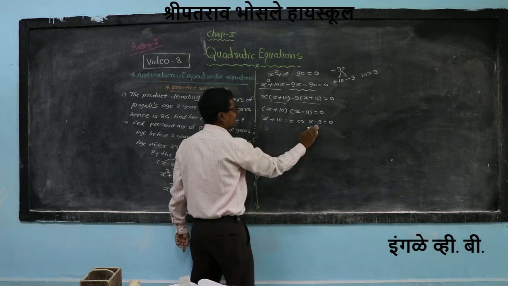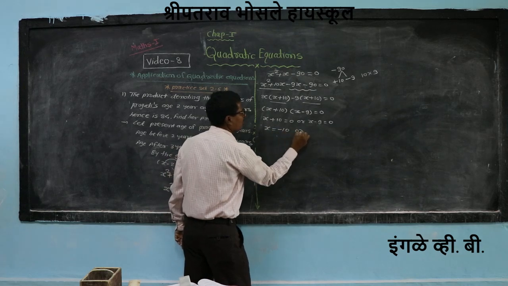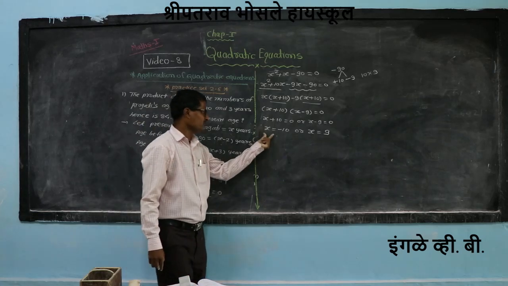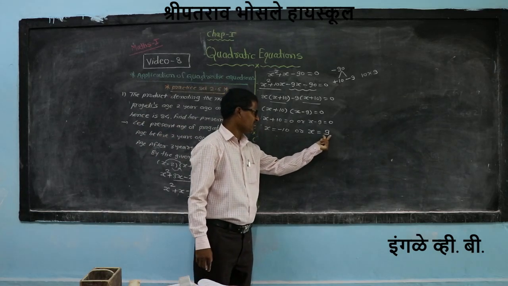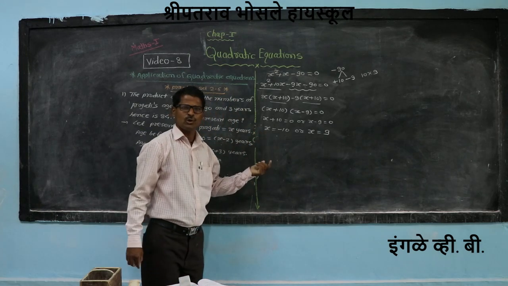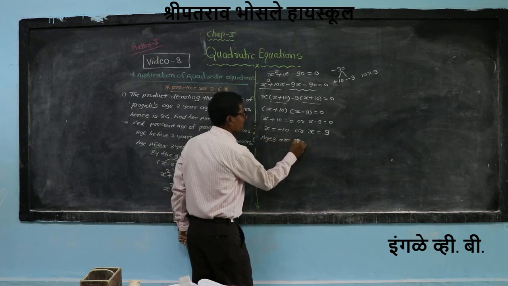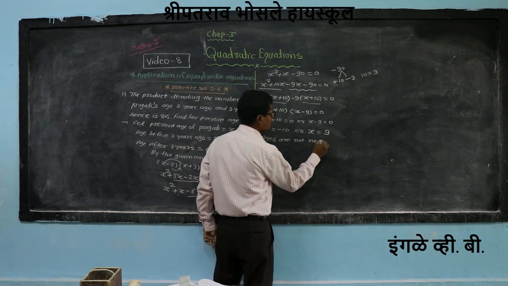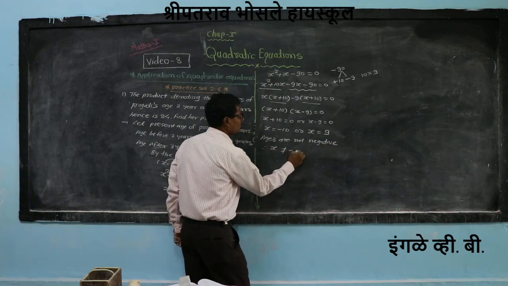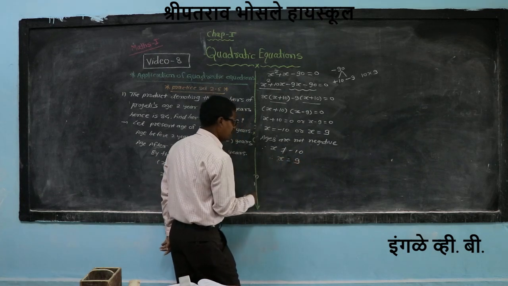Take 10 to the right hand side, and minus 9 to the right hand side. x is equal to minus 10 or x is equal to 9. We get the values x equals minus 10 and x equals 9. But x is the age of Pragati, and ages are not negative. So therefore x is not equal to minus 10. Therefore we have to take x equal to 9.